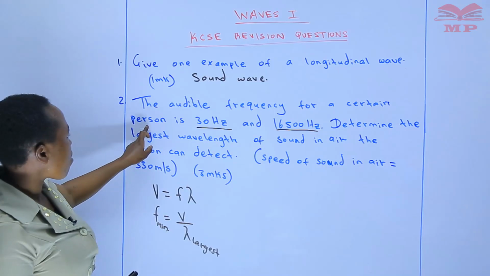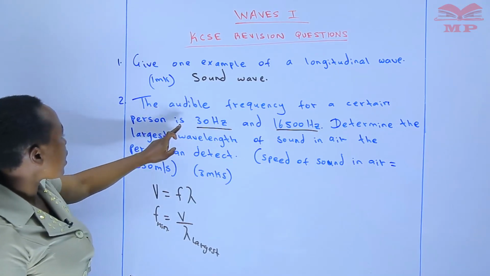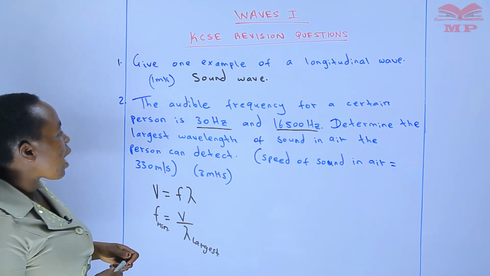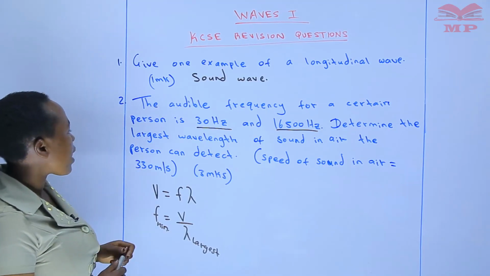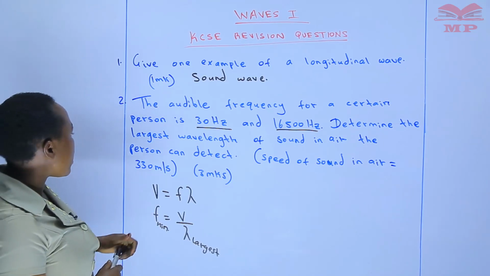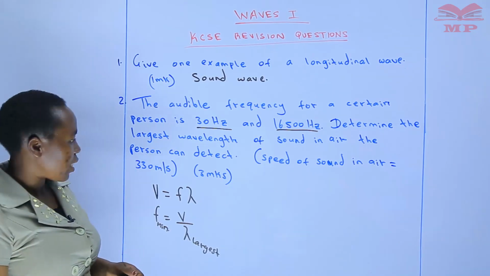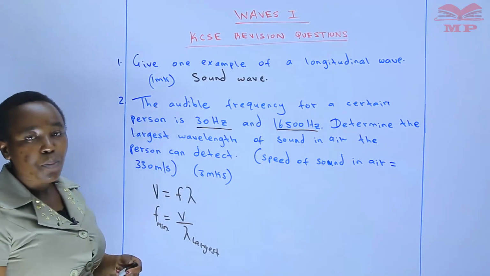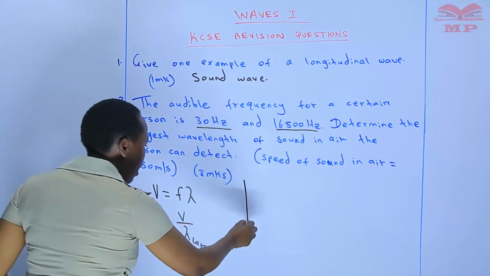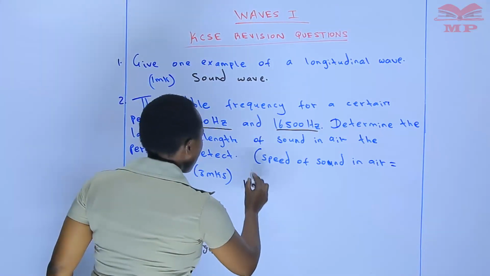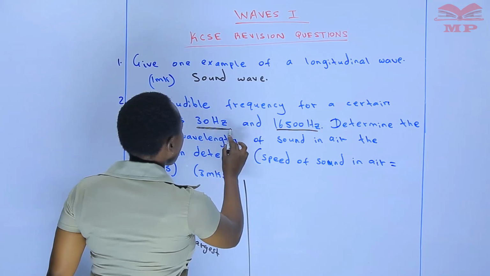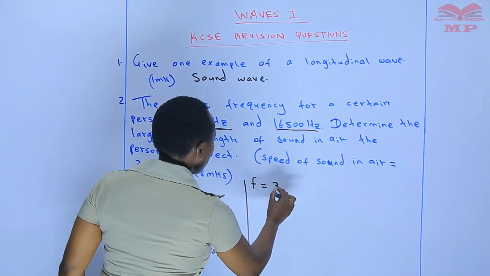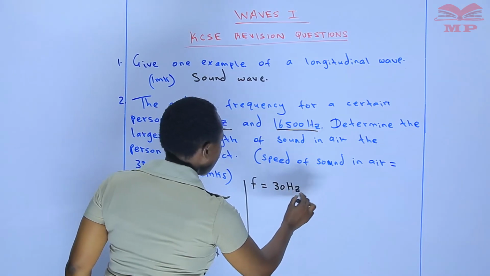Because we are told that the audible frequency range for a certain person is 30 Hertz to 16,500 Hertz. We are told to determine the largest wavelength of sound in air the person can detect. So the largest wavelength will be when the frequency is smallest. We simply apply the wave equation using the smallest frequency, so our frequency is 30 Hertz.